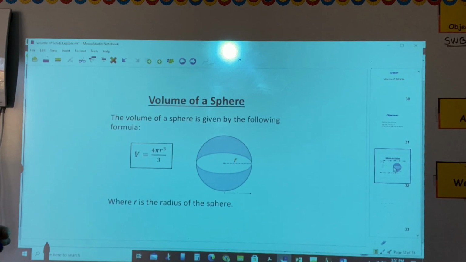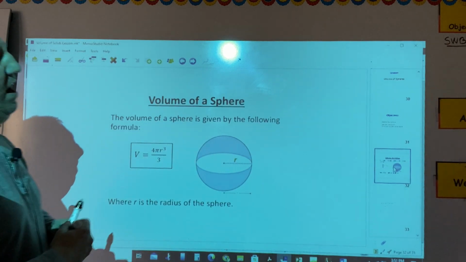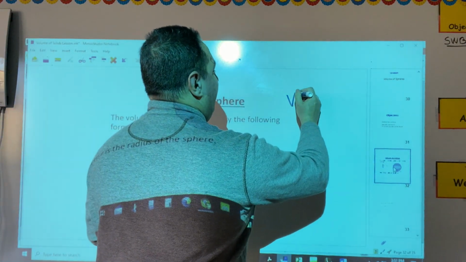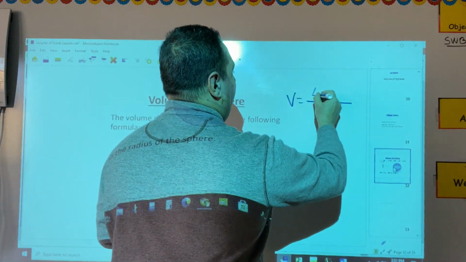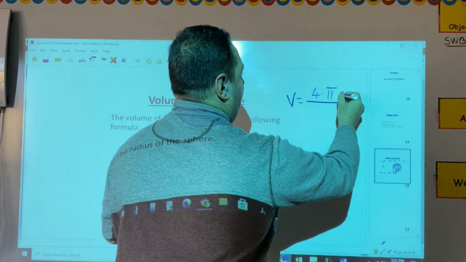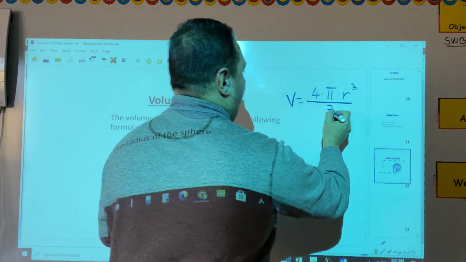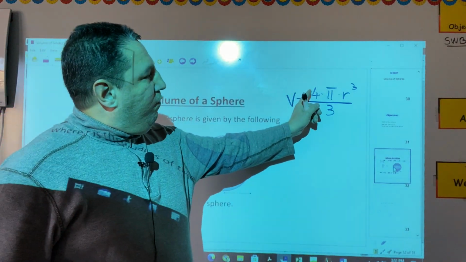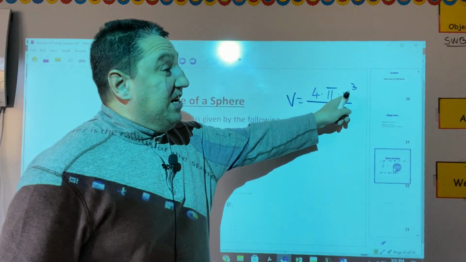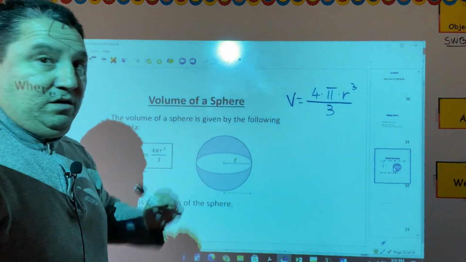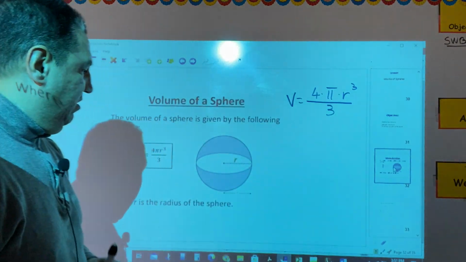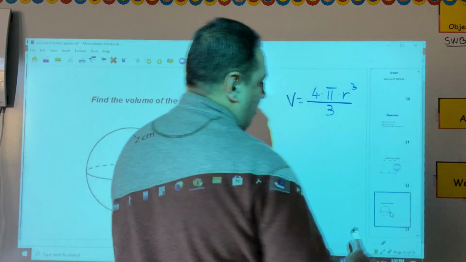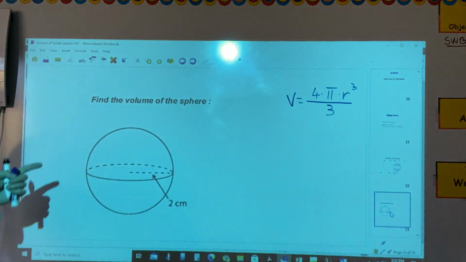When we have a sphere, we have a certain formula for volume. The volume of a sphere would be given by this formula, 4 times pi times r cubed over 3. That is, 4 times pi times the radius of the sphere cubed, divided by 3. It's simple, right? Now let's find the volume of this sphere.